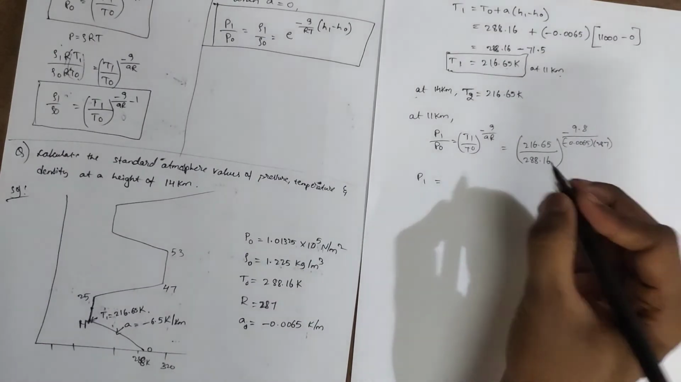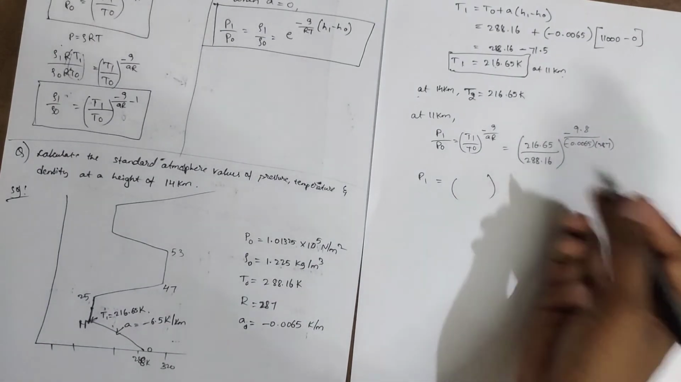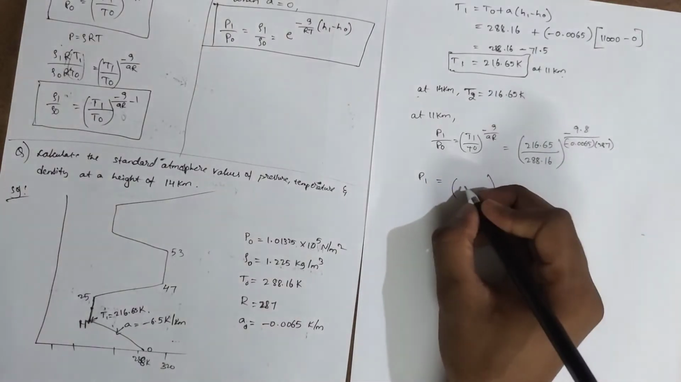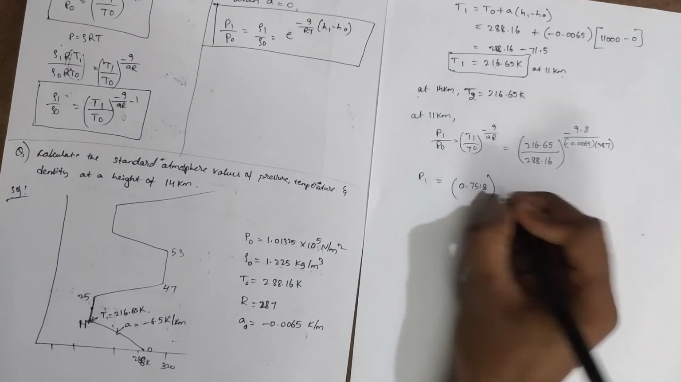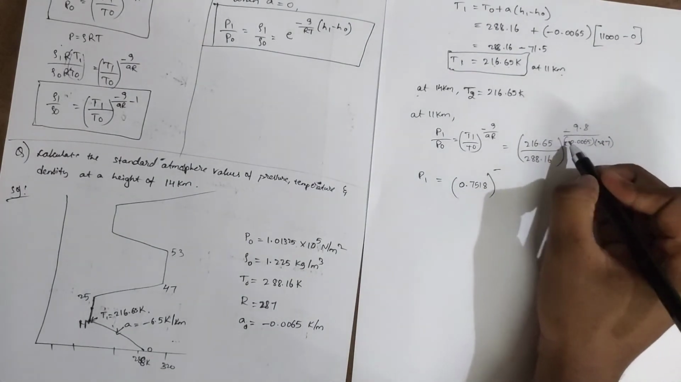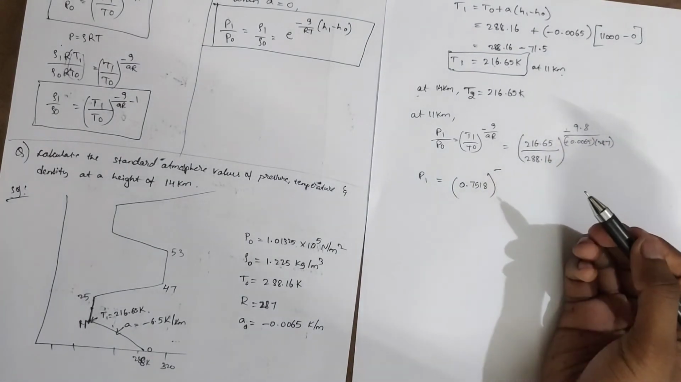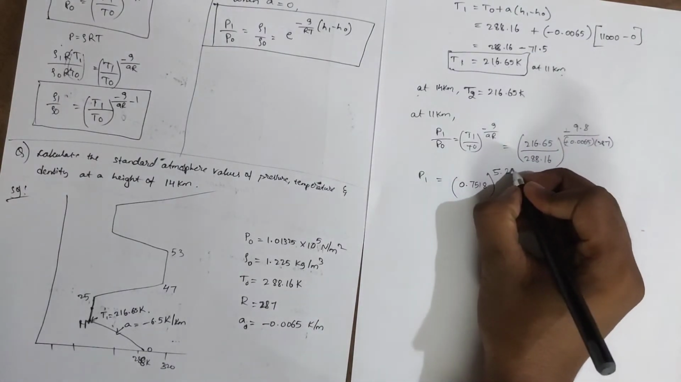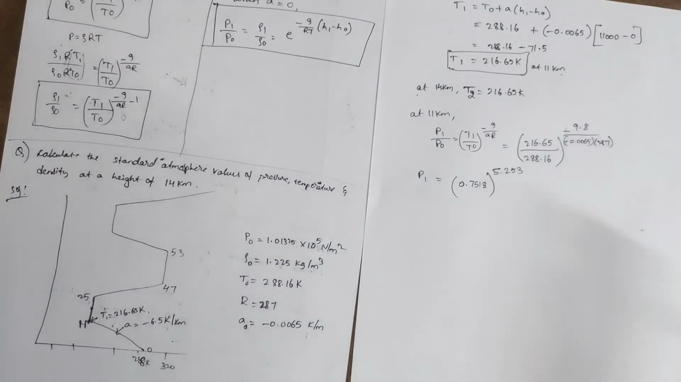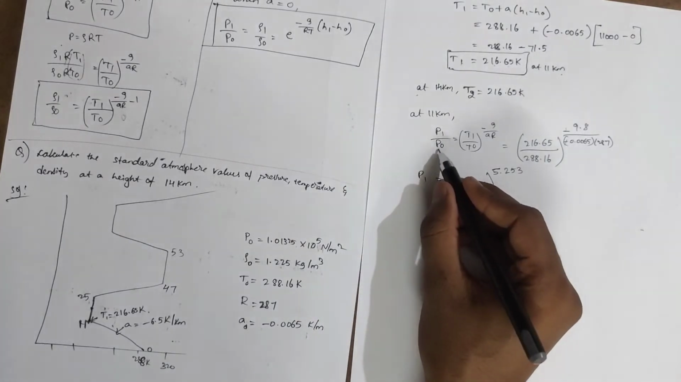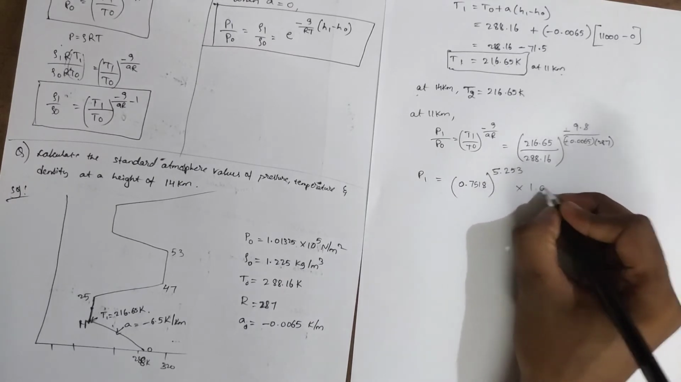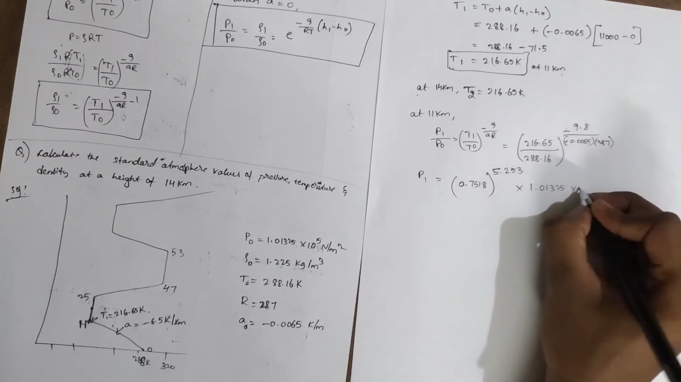So P1 is equal to 216.65 by 288.16, which is nothing but 0.7518, whole power. This minus and minus will get cancelled, and the ratio is around 5.253. So P1 is equal to this, the P0 term will be transferred to the right hand side. P0 is 1.01325 into 10 power 5.